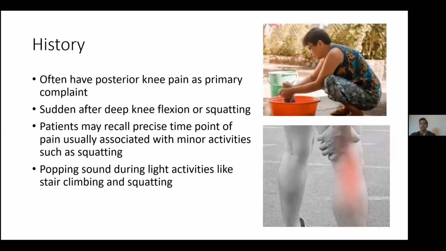with minor activities such as squatting or sitting in deep knee flexion. They may recall a precise time point at which this pain started, but a lot of times they may not actually recall this. And some patients may complain of a popping sound during light activities like climbing or squatting.